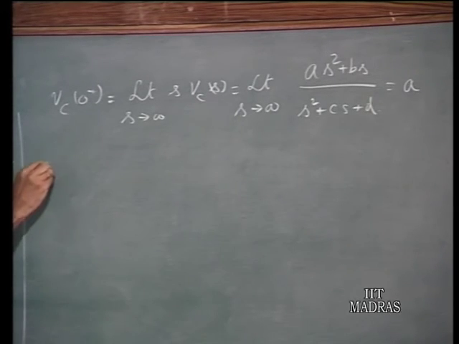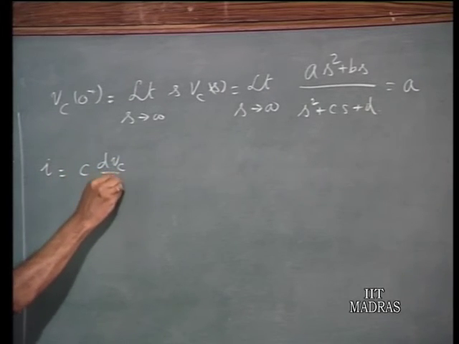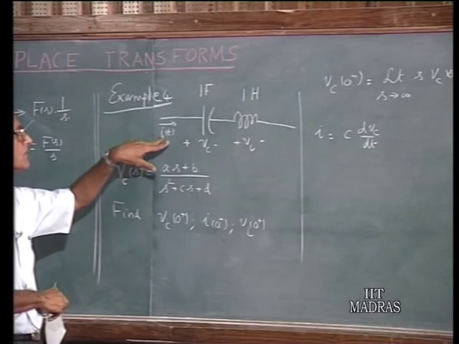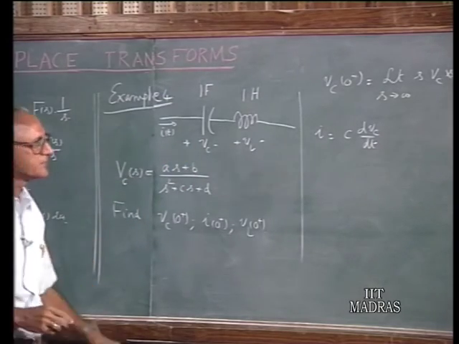We know that for the capacitance, I equals C dV C dt. That is the relation between the current in a capacitor and the voltage across the capacitor for any general variables I t and V c. Therefore, I equals C dV C dt.